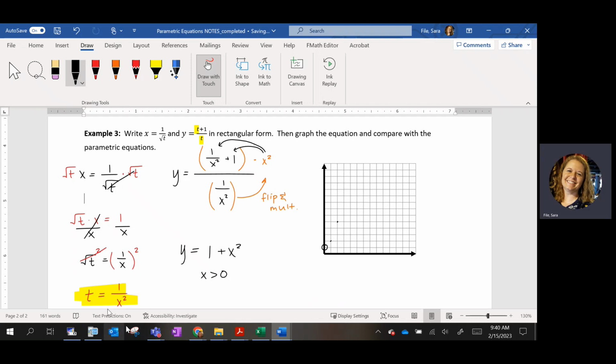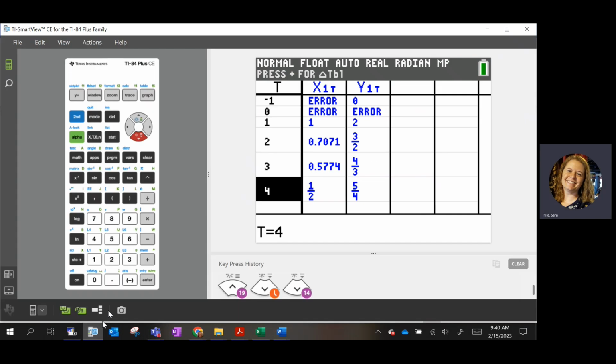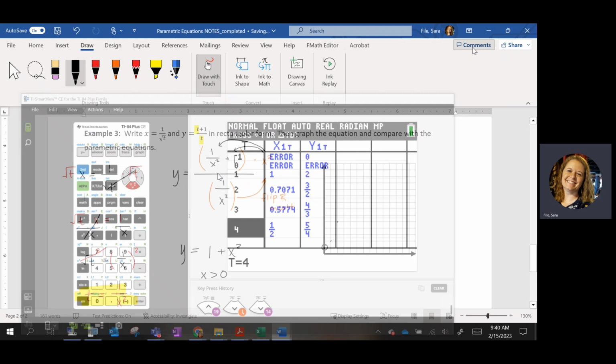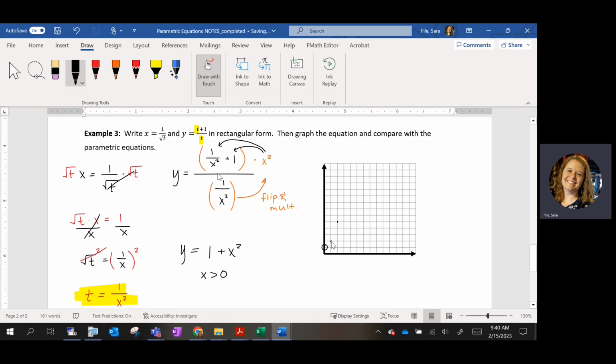Okay, and I could sketch that curve. Or I can use my parametric table. I know there's a point at (1, 2). Go over 1, up 2. Oh, that's the same point I got by graphing the rectangular. How about that?